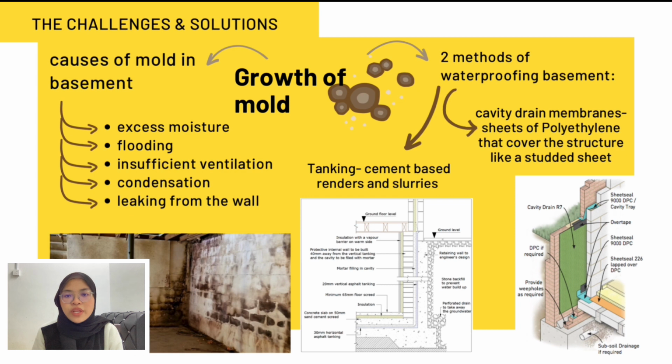So the third problem that usually occurs in basement construction is the growth of mold. There are many causes of the growth of mold in basements, but the key ingredients that cause mold in basements are excess moisture, flooding, insufficient ventilation, and leakage from the wall. So there are two solutions to prevent the basement from molding, which is through waterproofing.